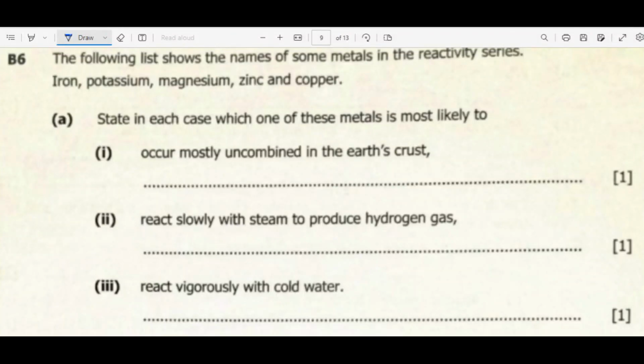Welcome guys. In this video we are going to look at science paper 2 for the 2023 for the internals.